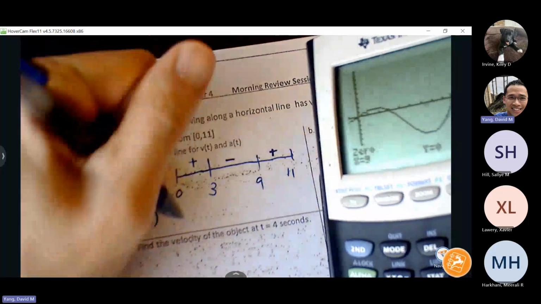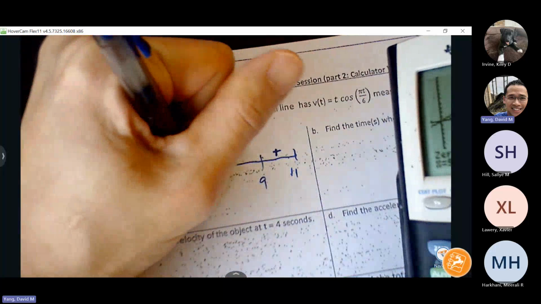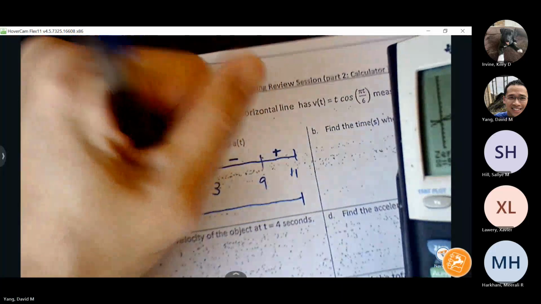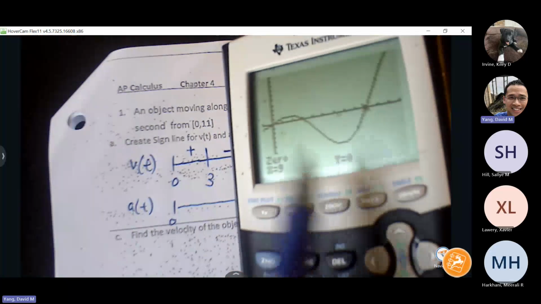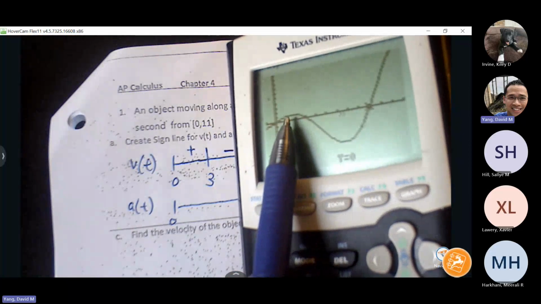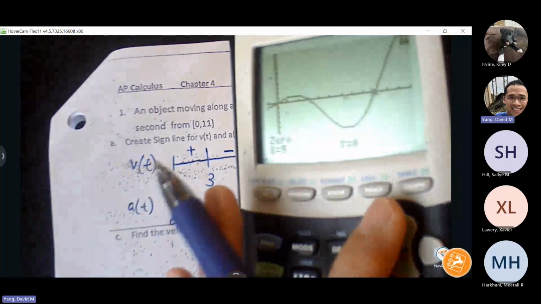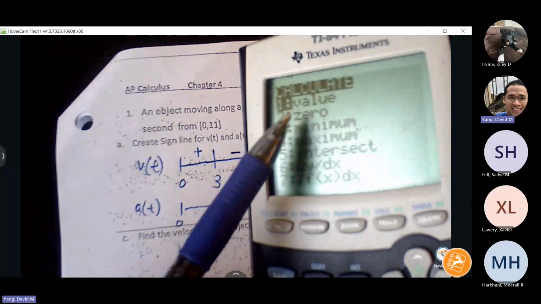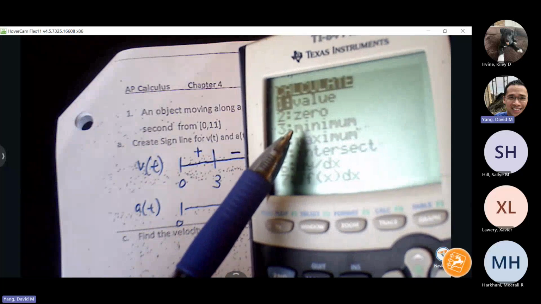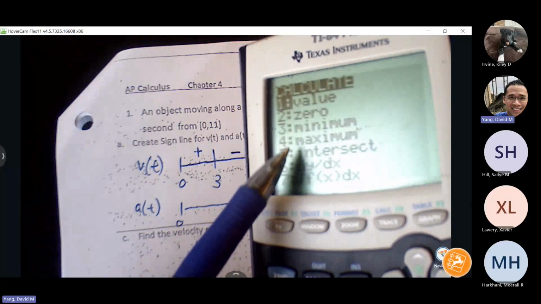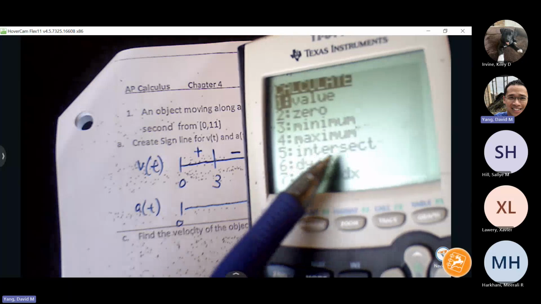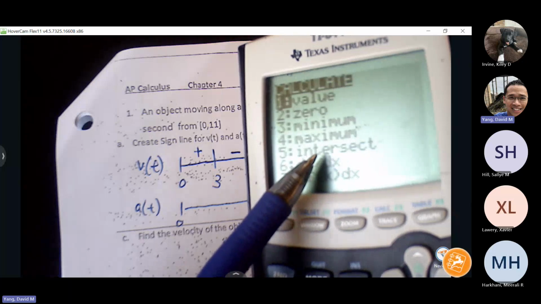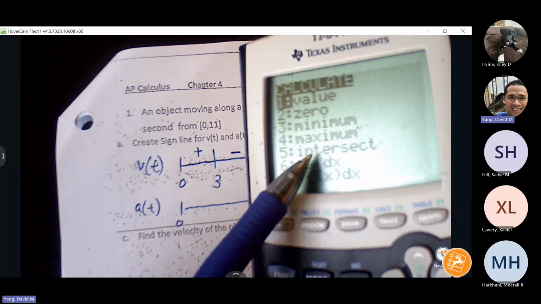Okay, so next up, here's my acceleration sign line, basically my second derivative sign line. Now I'm going to pick off the peaks and valleys, or the hills and valleys. Now this is not going to be the zero feature. If you look at second trace, that is for the x-intercept. The min is for your valley of the graph, your relative minimum, and then maximum will help you find the relative max. And we haven't done this yet, but we won't see it on this test: if we wanted to figure out where two graphs intersect, we'll use the intersect feature.